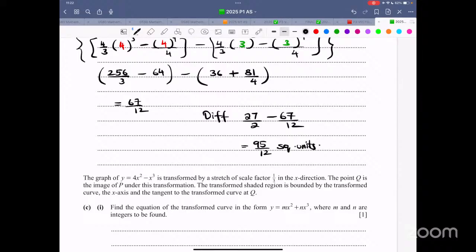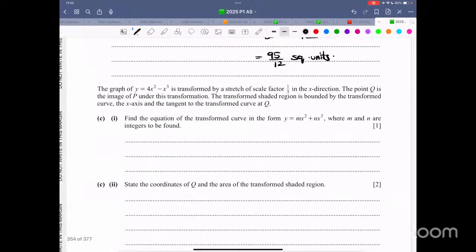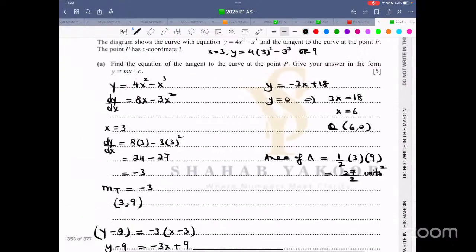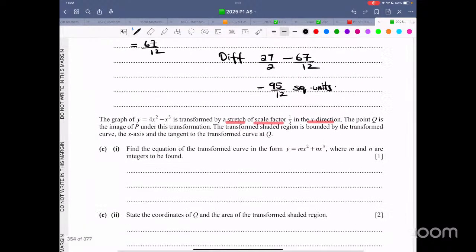Now, what else is there? Now they are asking, the graph of this thing is transformed by a stretch of scale factor 1/3 in x direction. Let's underline every single thing. It is a stretch scale factor 1/3 in x direction. The point Q is the image of P under this transformation. So we have P, right? P was, I think, 3,9. Yes, 3,9.